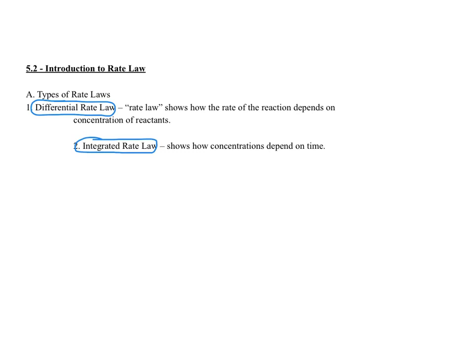So we're going to be talking about the differential rate law today, which is the basic rate law. Whenever you see questions that ask you to find the rate law, this is the one that it's talking about. Rate laws are just equations. The differential rate law shows how the rate of reaction depends on concentration. The integrated rate law shows how concentrations depend on time. You can write this up above in your notes depending on what you have room for, the general formula for the rate law.